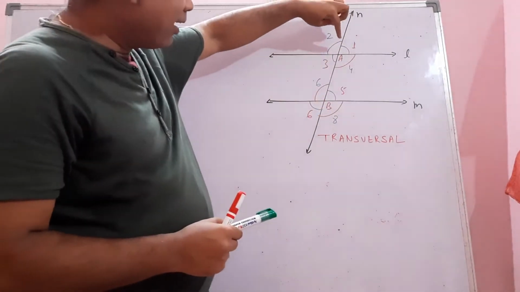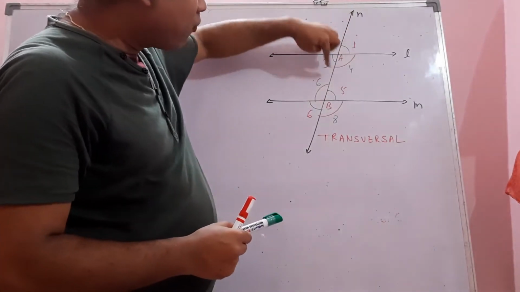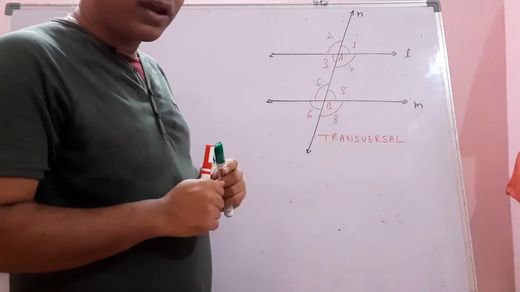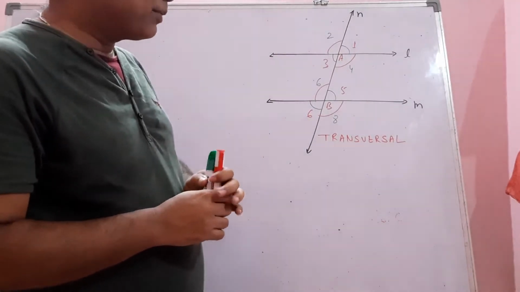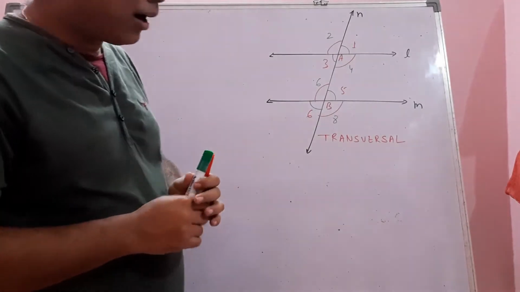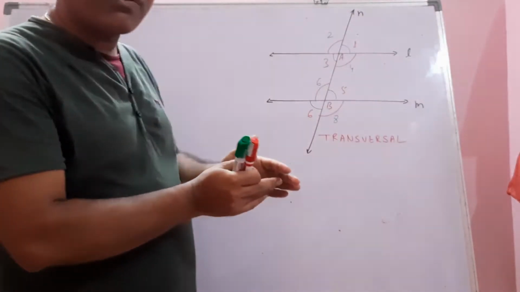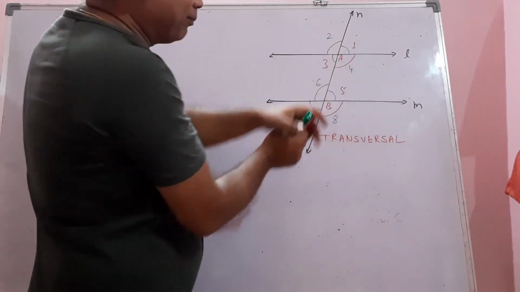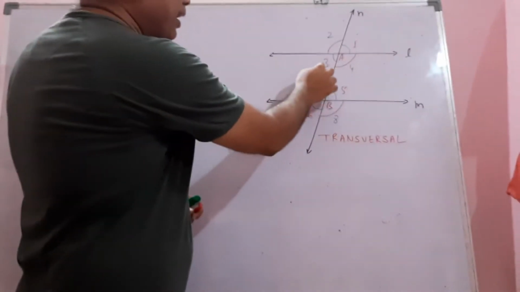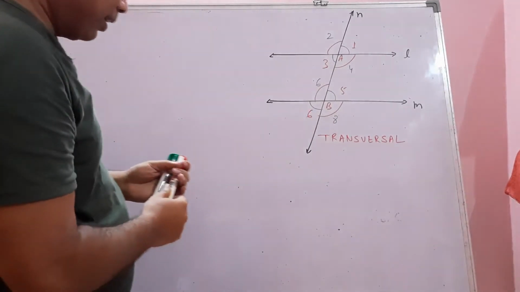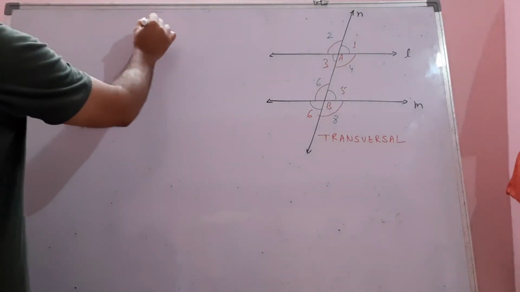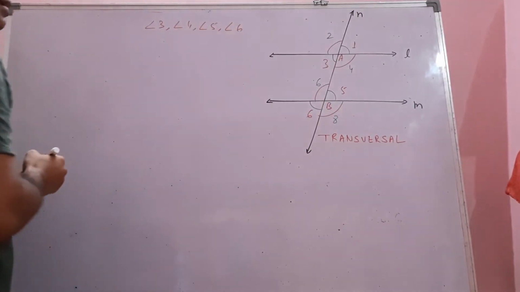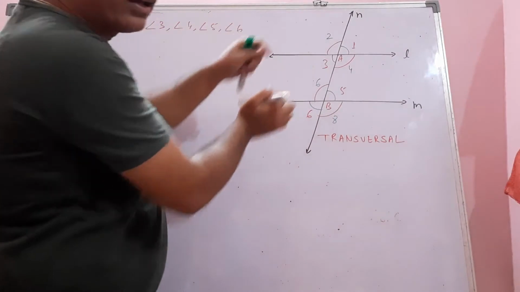Now we can see clearly at point A and at point B, a total of 4 angles are formed. These 4 angles, we can divide into different types. How can you divide them into different types? Some of the angles are in between the two lines, below L, above M. What are those angles? They are 3, 4, 5, 6. Angle 3, angle 4, angle 5, angle 6. These are the angles which are in between the two lines.